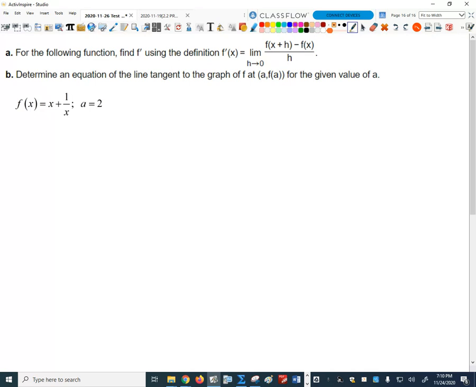For the following function, find f prime using our limit definition. Okay, so this goes back, and we've had a lot of practice with this, but it's been a little while. So using our limit definition of the derivative, we'll start off with f prime of x equals, and here's our definition, right? So we're just going to start with that general definition of the derivative and apply our specific information, our specific function, and our value of a eventually.